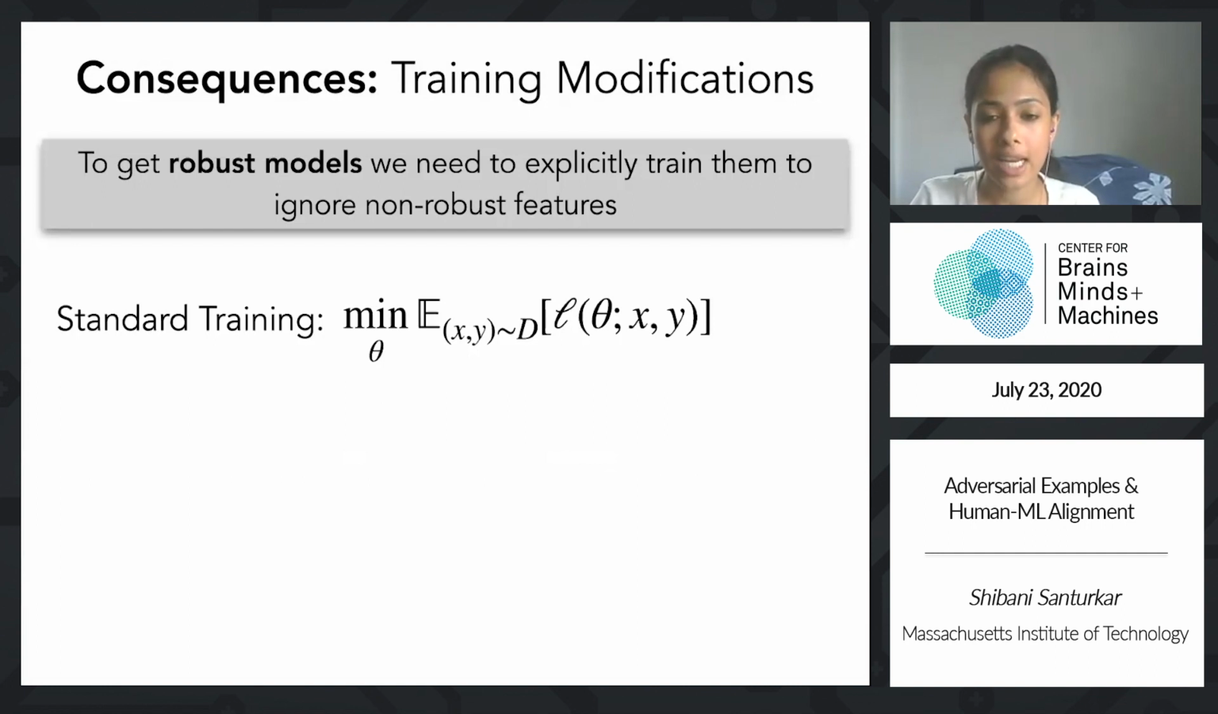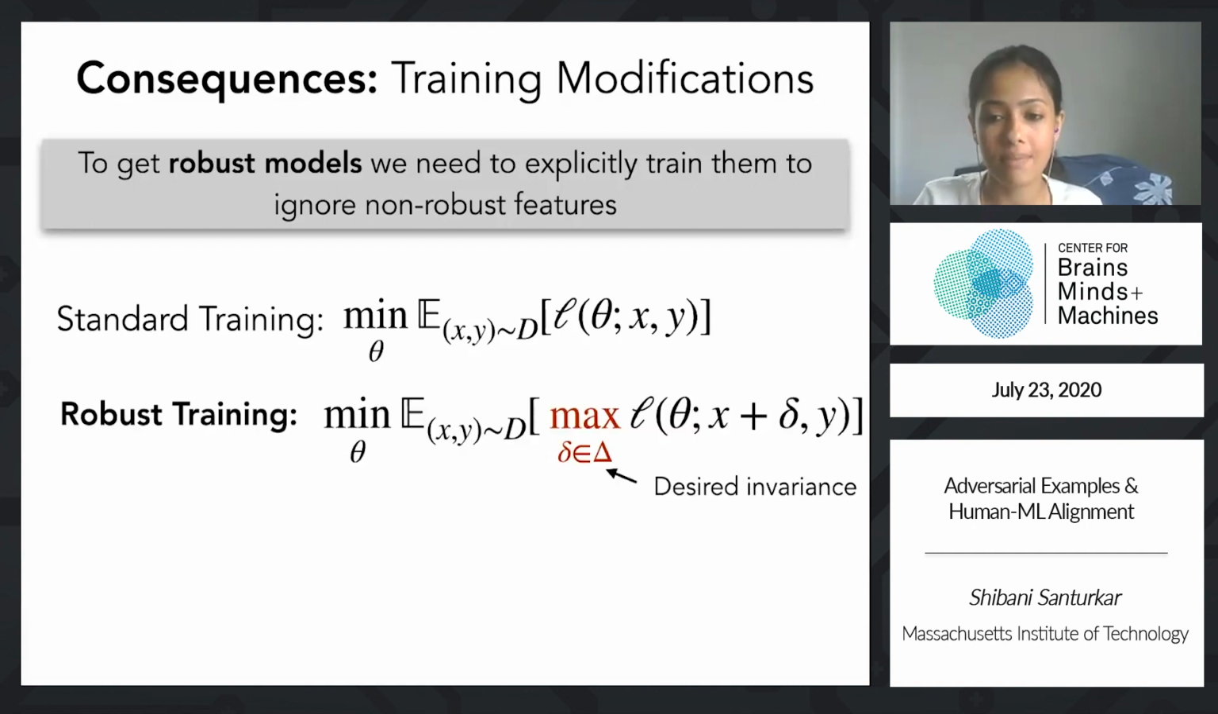In the robust setting, what you're doing is almost the same thing. The only difference is that you have this max, which you can think of as finding adversarial perturbations. If you forget the expectation and just look at the thing inside the parenthesis, what this is saying is that given any data point X, Y, I'm going to find a delta that makes the loss as high as possible.